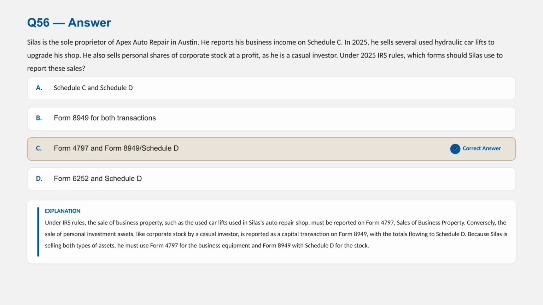Conversely, the sale of personal investment assets, like corporate stock by a casual investor, is reported as a capital transaction on Form 809049, with the totals flowing to Schedule D. Because Silas is selling both types of assets, he must use Form 407097 for the business equipment and Form 809049 with Schedule D for the stock. Great, now let's move to our next question.